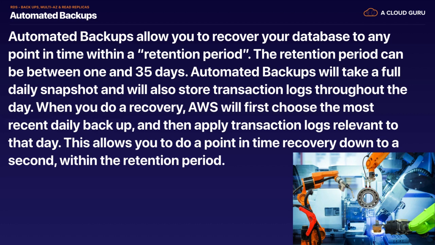Now, automated backups will take a full daily snapshot and will also store transaction logs throughout the day. When you do a recovery, AWS will first choose the most recent daily backup and then apply the transaction logs relevant to that day. What this allows you to do is a point-in-time recovery down to a second within the retention period.